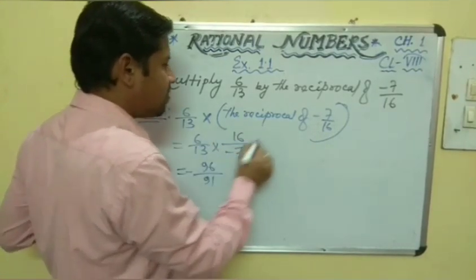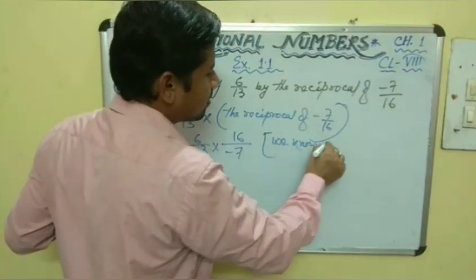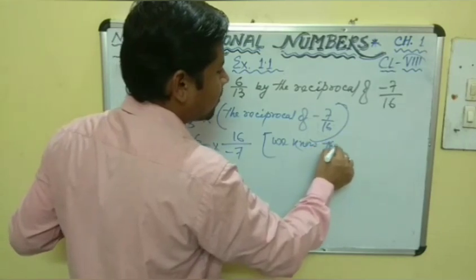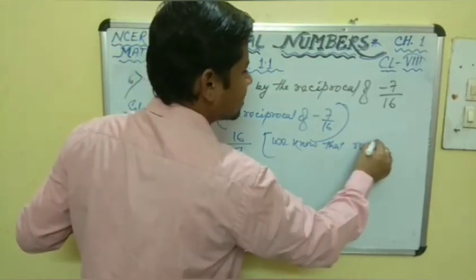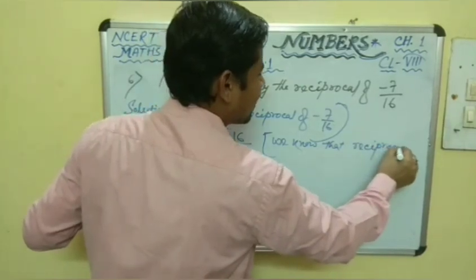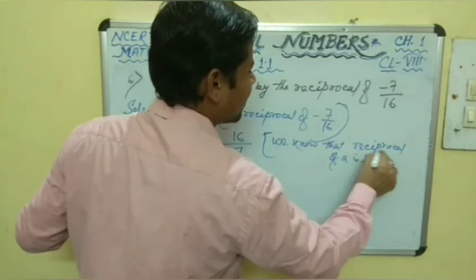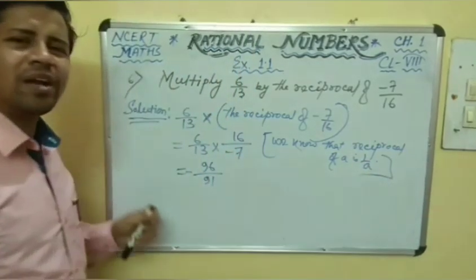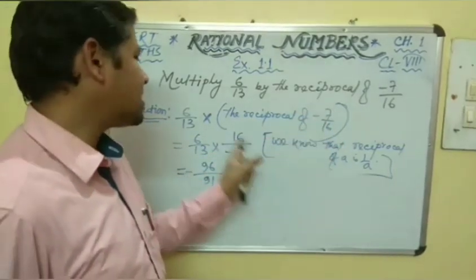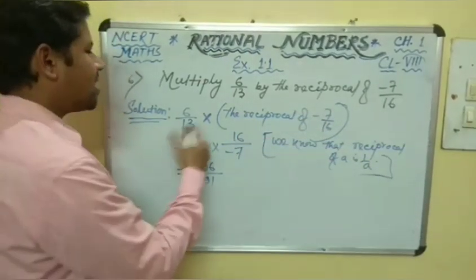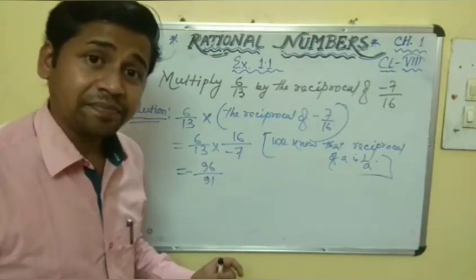Why have we written it here? Because we know that the reciprocal of A is 1 by A. So that's why we have written minus 7 by 16 as 16 by minus 7, and after that you multiply 16 into 6, 96, and 13 into 7, 91. I think it is clear.